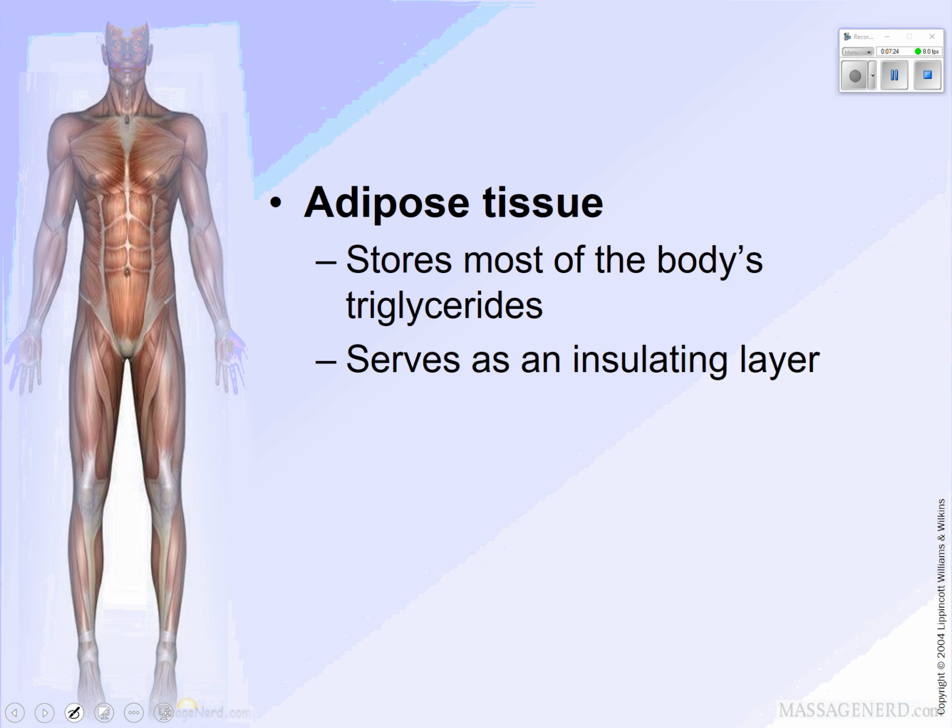Your adipose tissue stores most of the body's triglycerides and serves as an insulating layer. That insulating layer is going to help reduce heat loss, so you don't have too much heat loss, and protect muscles from physical trauma as well.